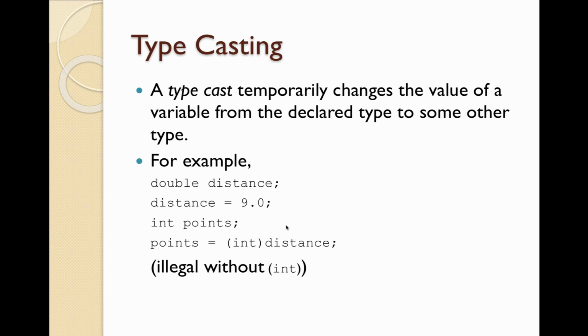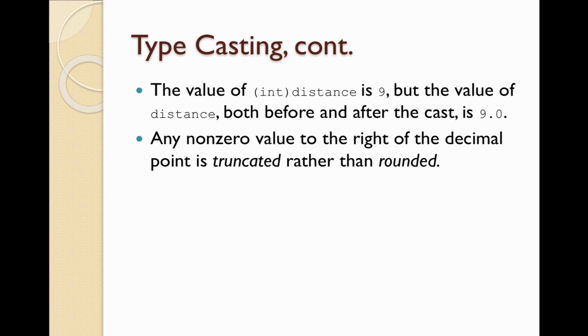Sometimes we want to temporarily make a double value into an integer, but remember that this will drop all the decimal places and you won't be able to store any part of the decimal inside of this integer. But it is possible to force the compiler to work and make this into an integer and drop those decimal places. When you are typecasting, it is not changing the distance variable. It's not making this double into an integer forever. It's just for this one line of code, taking that double variable and dropping the decimal places so that you can put the integer part into this variable called points. So the value of int distance is 9, but the value of distance both before and after the cast is 9.0. Remember that when you do something like this, it does not round your decimal place, but rather just drops it off.